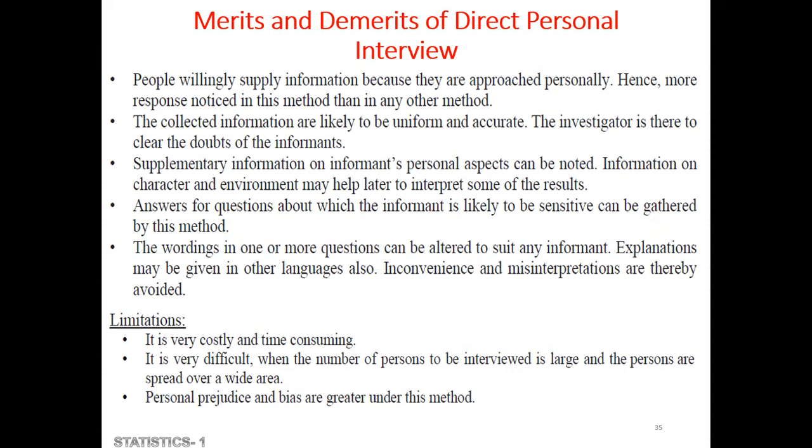The personal prejudice and bias are greater under this method. The researcher may put his personal influence on the interview process. Therefore, the bias greatly affects the outcome of the data collected from the personal interview.